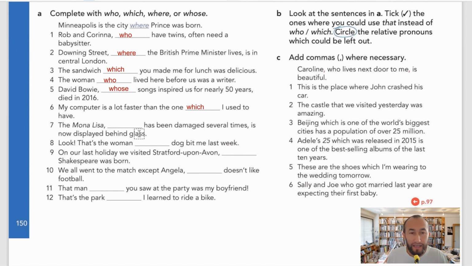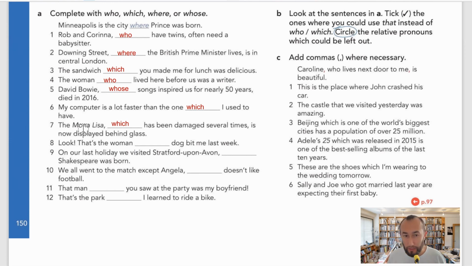7, the Mona Lisa has been damaged several times. So Mona Lisa is a painting, right? So we're talking about an object, a painting. So it's going to be which has been damaged several times. We can't use who because we're not talking about a person, right? Mona Lisa is the name of a person, but we are talking about it as a painting, an object. That's why it's which has been.